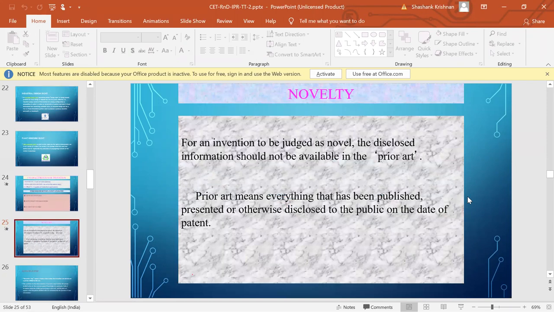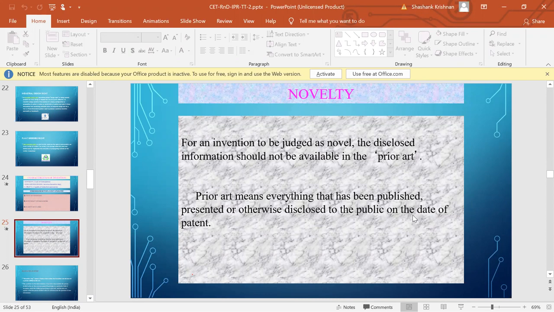So as I mentioned to you, novelty means something not known earlier. The phrase used by the patent people is prior art. Prior art means an art or artifact known earlier, prior. So everything that has been published before or disclosed in the form of a publication or a talk or a conference, all this becomes prior art. So it will not get patented.